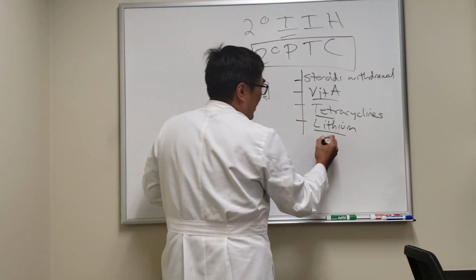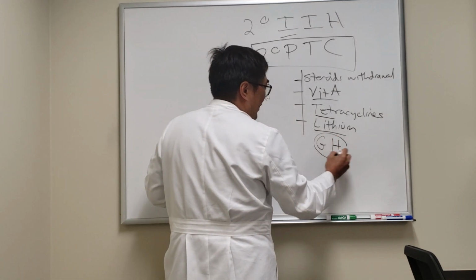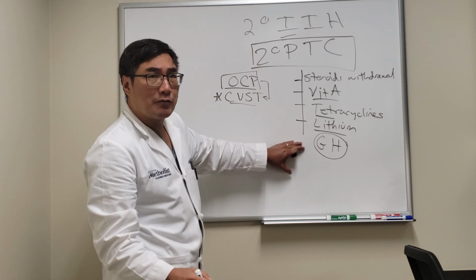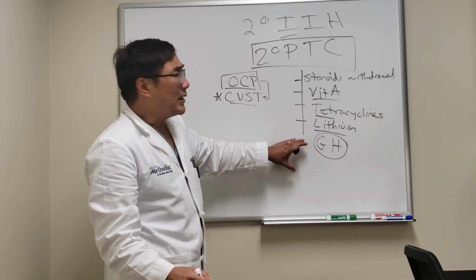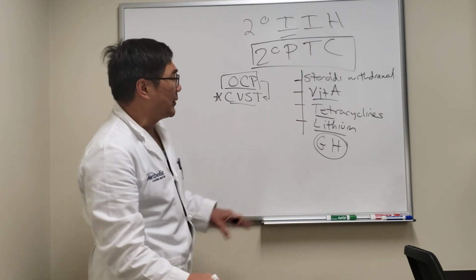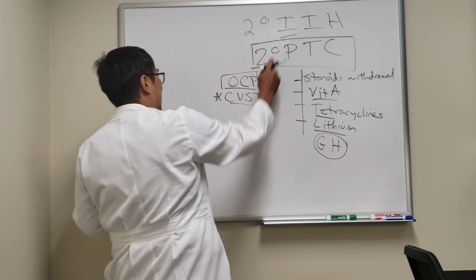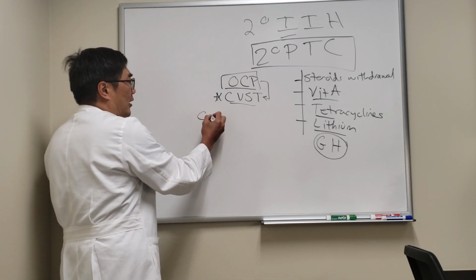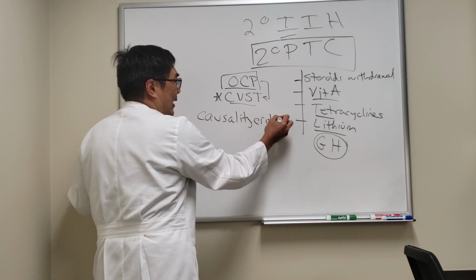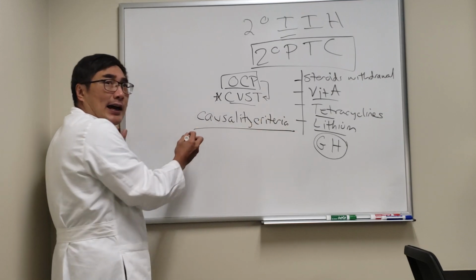The one that is less common, but you need to know about it, is growth hormone. So the growth hormone patients also probably are reasonable. And the way that we usually establish a cause and effect relationship between these drugs and the findings is to use the causality criteria. And there are a number of these causality criteria out there. I'll just share with you the ones that I like.